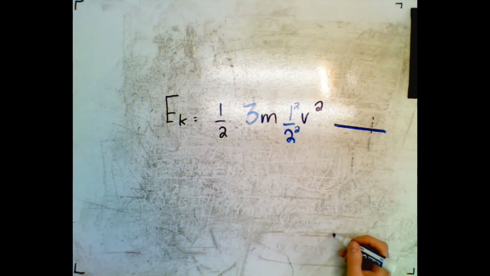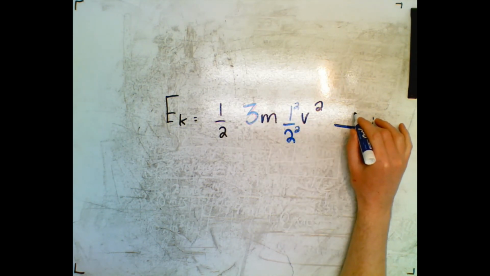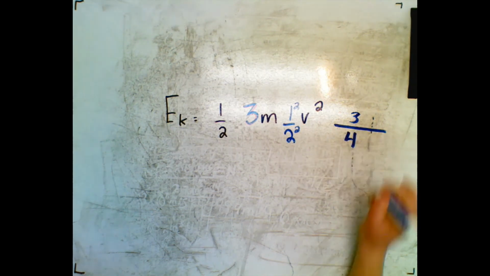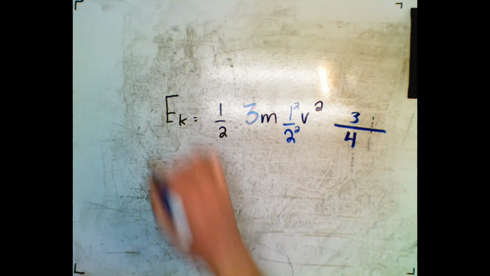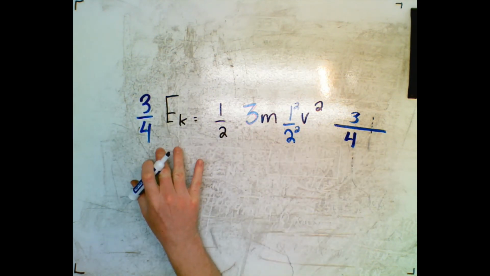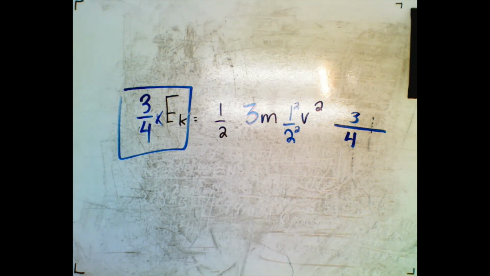So the changes we're making on top are 3 and then 1 squared. So that's going to be 3. And on the bottom we're changing it by 4. So that's what's going to happen to our right side, and that's what's going to happen to our left side. And our answer is, usually put like a times, so 3/4 times.